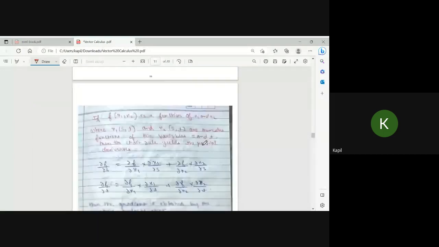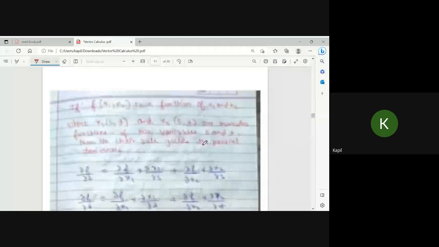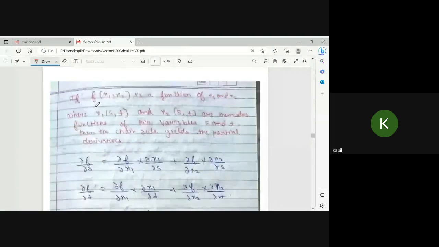Now next, in this concept, f is a function of x1 and x2, and x1 and x2 are themselves functions of multiple variables, say two variables s and t. In the previous case, x1 and x2 were only functions of t, but here x1 and x2 both are functions of two variables s and t. So in this case, how do we find their partial derivatives? This is the main concept.